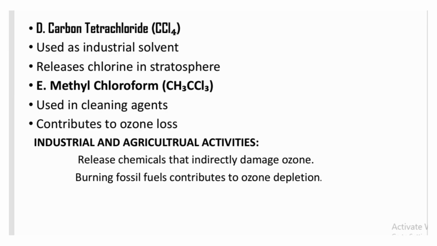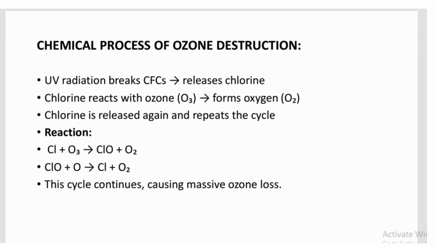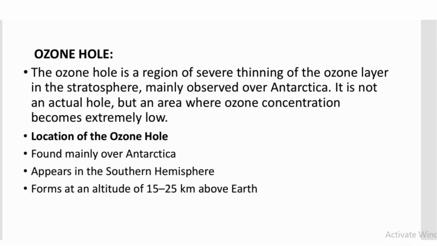There are also industry and agriculture activities that release chemicals which directly or indirectly damage the ozone. Burning fossil fuels contributes to ozone depletion. The chemical process of ozone destruction is like this: UV radiation breaks the chlorofluorocarbons and releases chlorine. The chlorine reacts with ozone to form oxygen, and then chlorine is released again and repeats the cycle. This reaction and cycle continue, causing massive ozone loss.